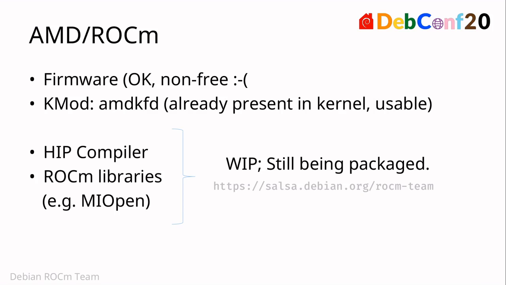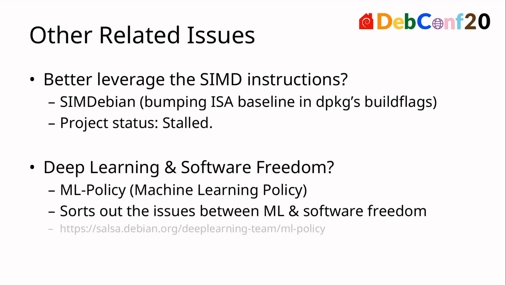Next is AMD ROCm. The software stack is open sourced, but they depend on non-free firmware. Anyway, at least the kernel module is already present in the mainline kernel and is already usable. However, apart from the kernel package, the packaging work for the ROCm software stack is literally from scratch, so it is still under heavy development. If you are interested in the packaging details, you can browse the Salsa page of the Debian ROCm team. That is a brief summary of Debian work related to deep learning and hardware acceleration.